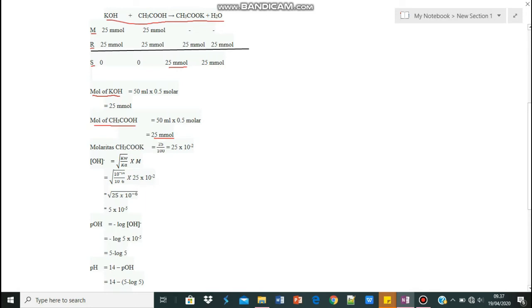Then we look for the salt molarity. The mole is 25 millimole divided by the total volume, 100 ml. Now this is the molarity of salt.